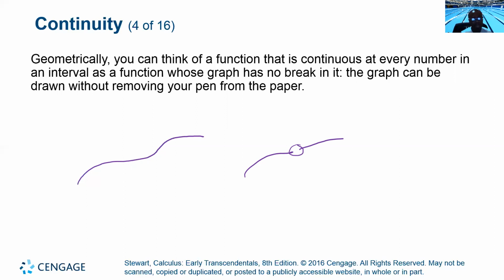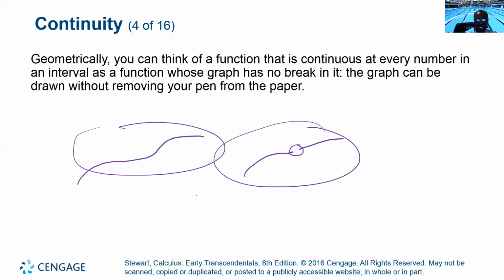Okay, the graph can be drawn without removing your pen from the paper. So the first one I did here is continuous, and that one is not continuous, because as I'm drawing this curve, I have to remove my pen, and then there's a gap, a break in the flow of the graph or the curve. So therefore, it is not continuous at that point.